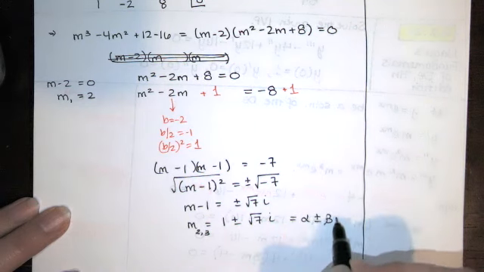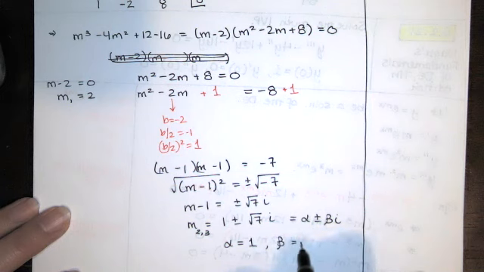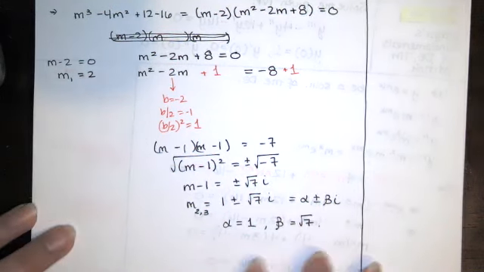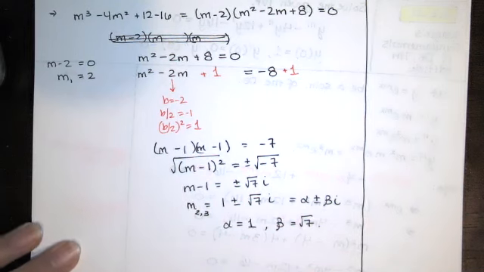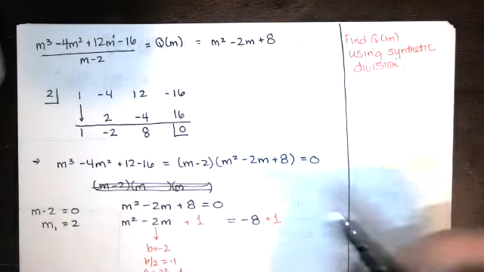And I'm thinking of this as alpha plus or minus beta I. Alpha is equal to 1. Beta is equal to square root of 7. And now we've got all these pieces, and we can put them together to come up with our general solution. Okay, so we found Q of m using synthetic division.